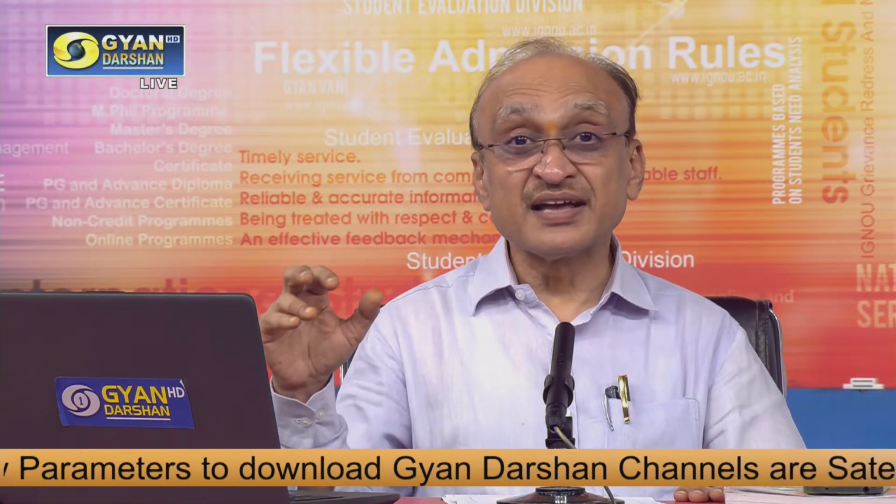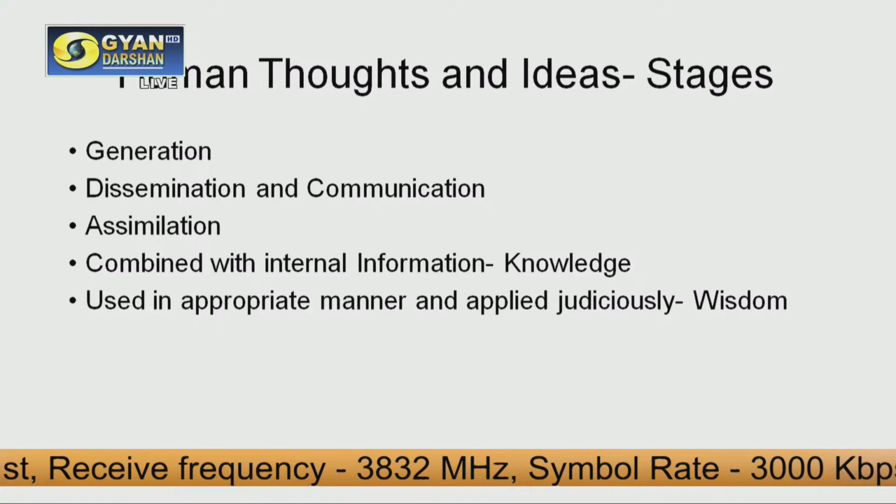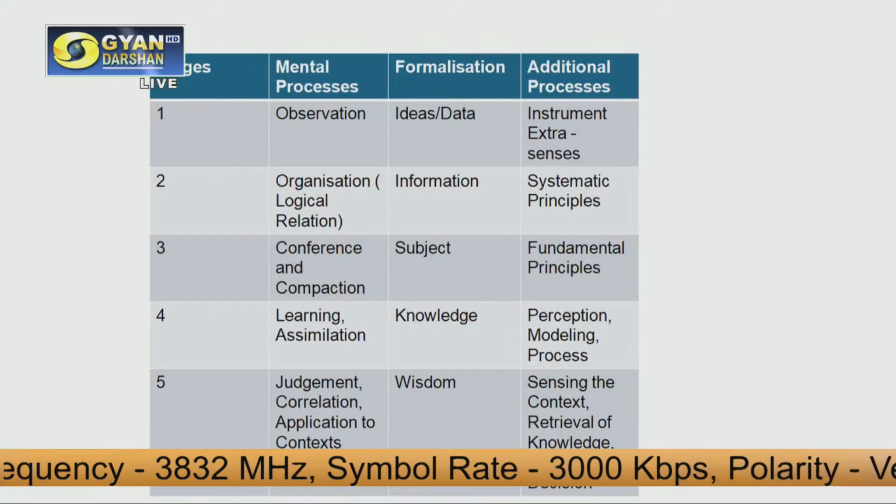and finally whenever it is required in real life situations, we apply this knowledge as per the demand of the time, requirement of the time. That is how we say a person is wise, that is wisdom. So this is how information moves from data to knowledge to wisdom. This is the process we should be very clear about.